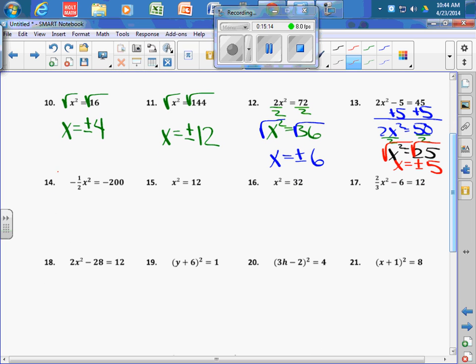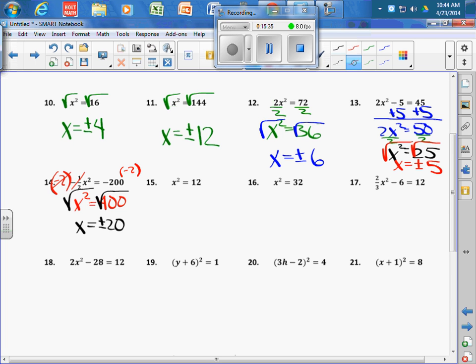In number 14, I'm going to multiply both sides by negative 2, because negative 2 times negative 1/2 will cancel each other out. I have x squared is equal to 400. Taking the square root of both sides, I get x is equal to plus or minus 20.